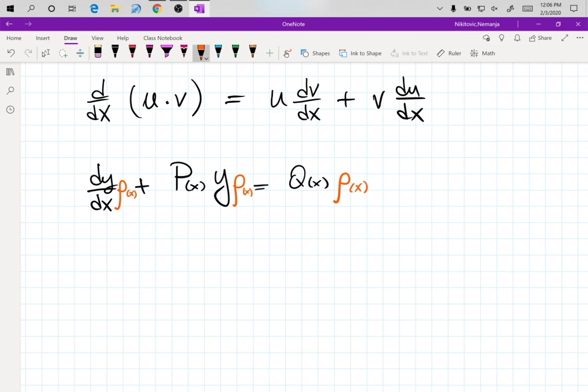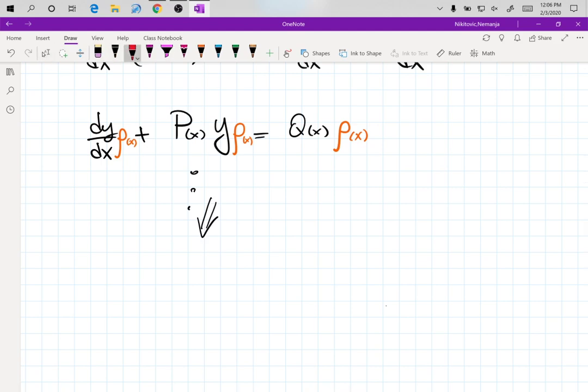Right, and then there will be some calculations here, eventually giving you the formula which you are remembering so you can solve these problems, where rho of x is equal to e raised to the integral of p of x dx. Now, this p of x is from your differential equation. Sometimes it's a number, sometimes it's a function, depending on the problem. So this is called the integrating factor.